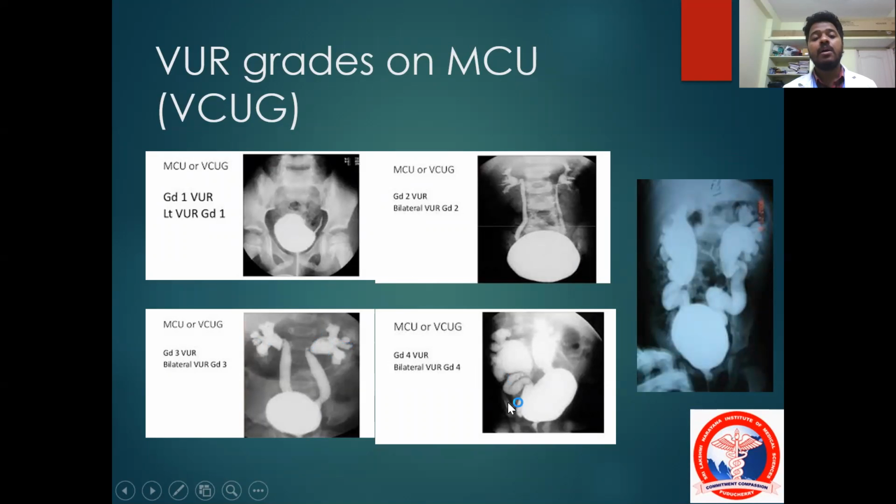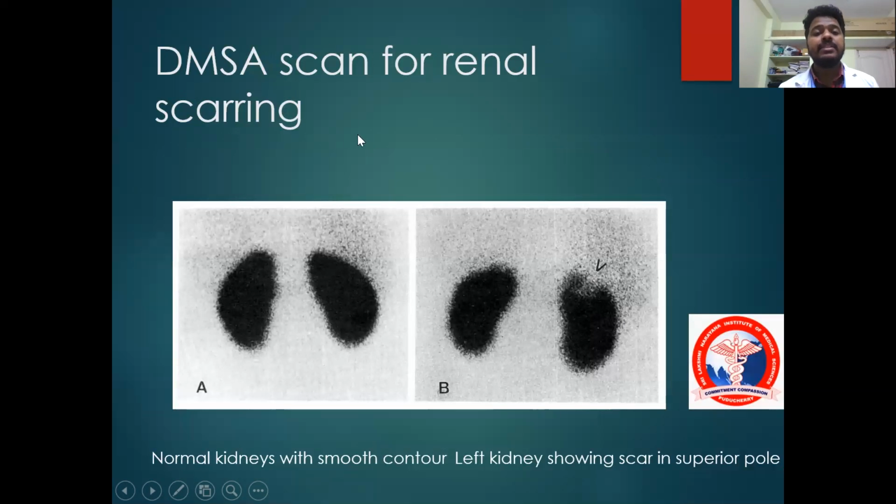So grade 4, apart from dilatation, there will be tortuosity of the ureter also, and the dilatation also will be moderate. Grade 5 will be very severe dilatation with tortuosity of the ureter, and at the same time there will be tortuous renal pelvis and calyces also. So this is a DMSA scan showing renal scarring in the superior pole, which is suggestive of left kidney scar in the superior pole.